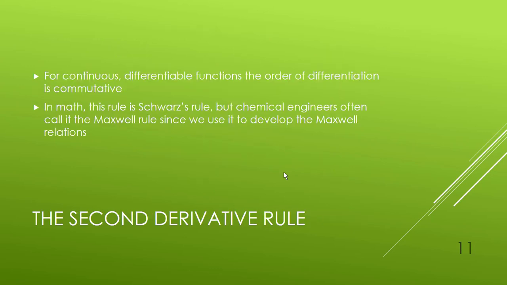We also have a second derivative rule. And this one is very important. For continuous differentiable functions, the order of differentiation is commutative, meaning you can do it in either order. In math, we call this Schwarz's Rule, but chemical engineers usually call it the Maxwell Rule, just simply because it's going to help us develop the Maxwell relations that are so important for us.